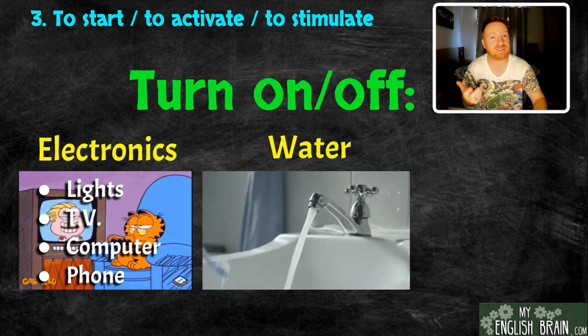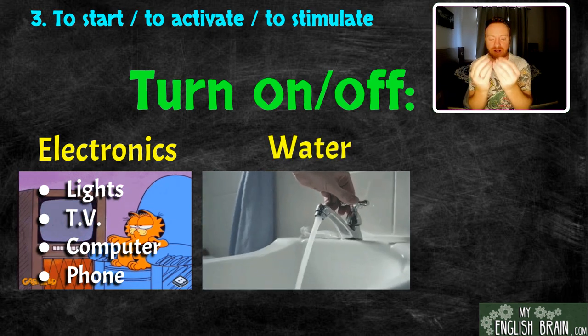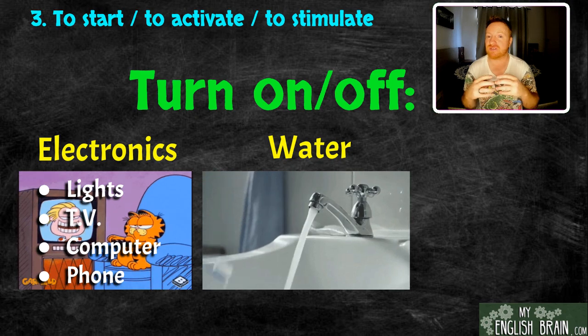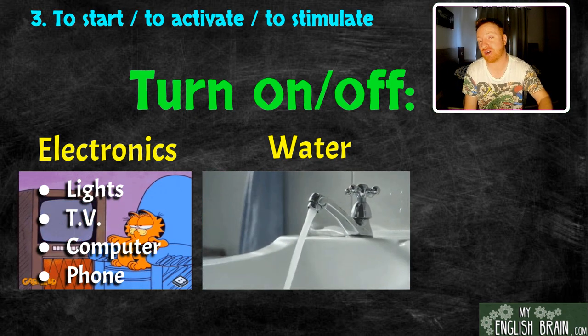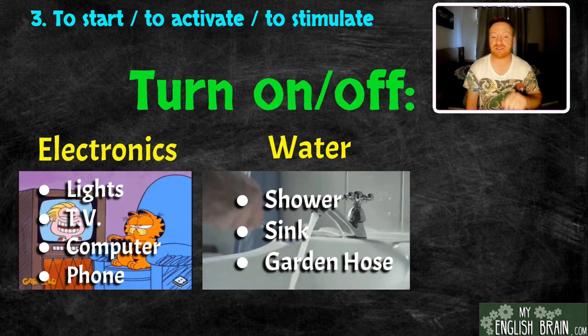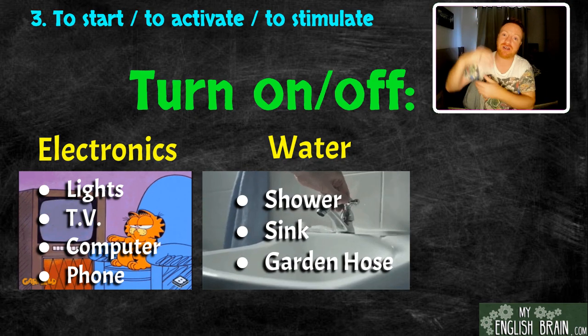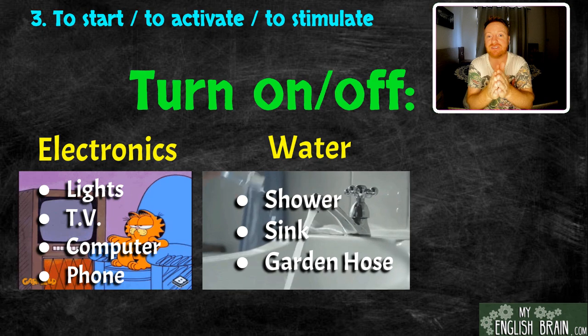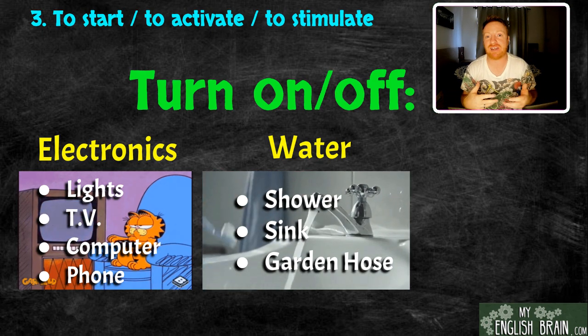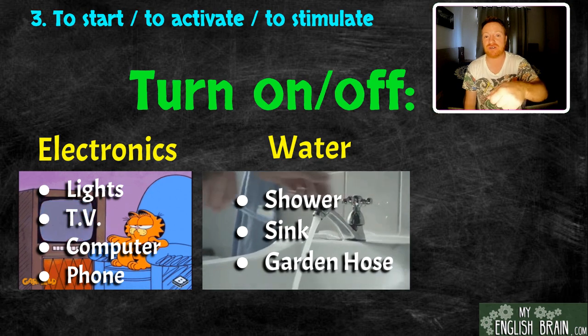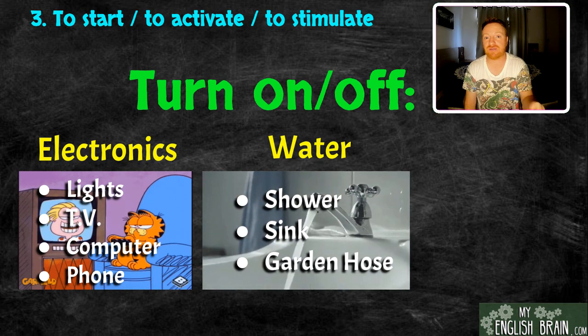This also is the case with water. When we want the water to come out, we need to turn it on. And when we're finished, we want it to turn off. So in the morning, you need to turn on the shower. And then when you wash your hands, you need to turn on the sink. And if you go outside and the plants need water, you need to turn on the garden hose.